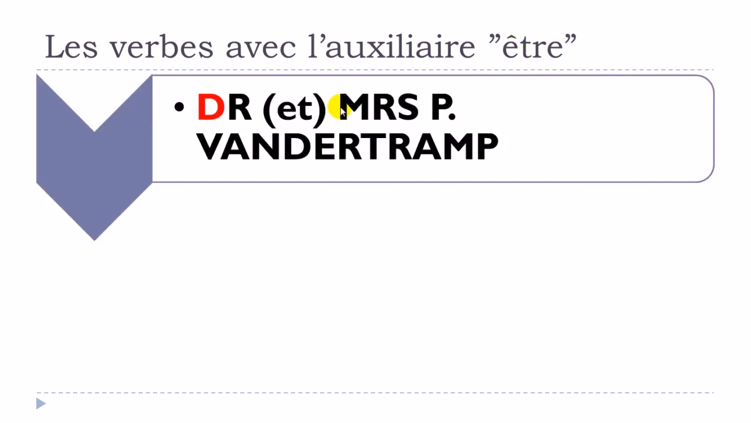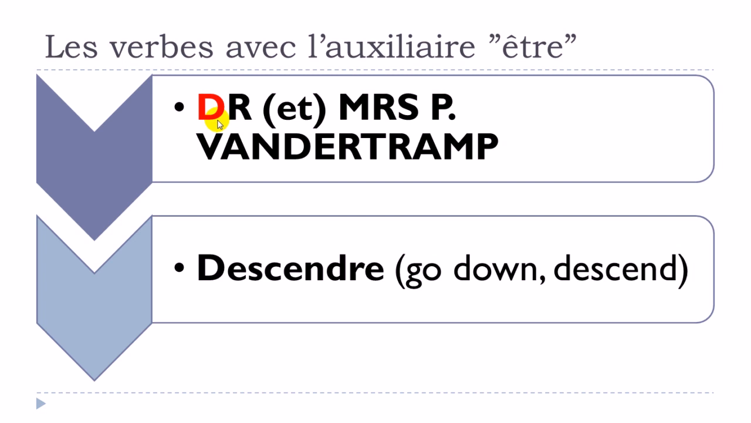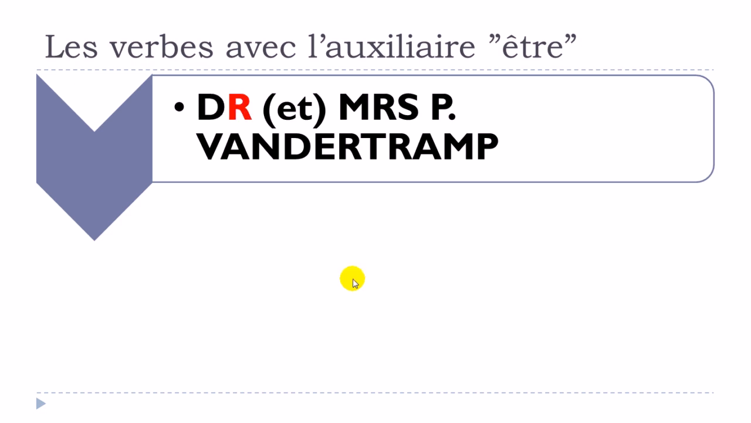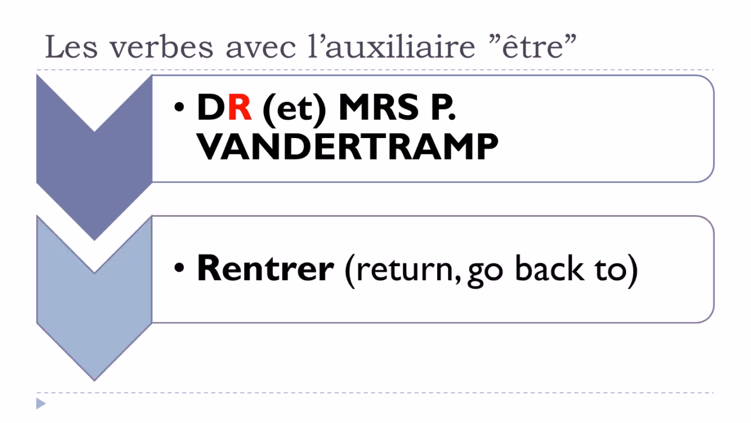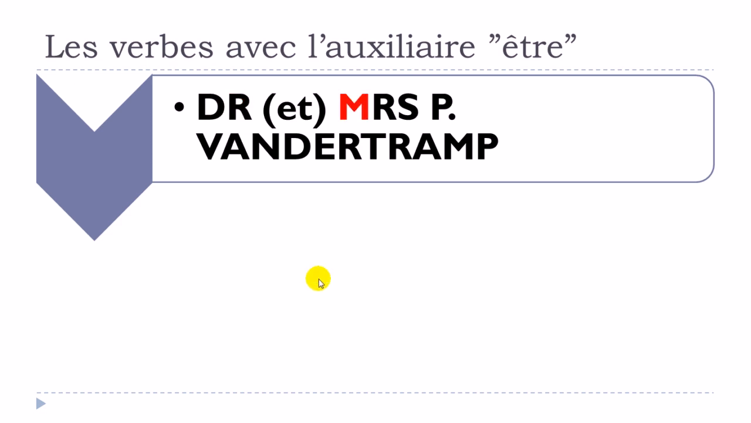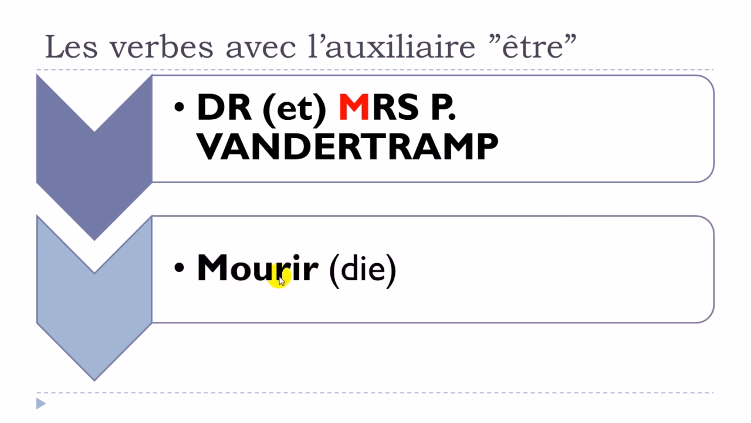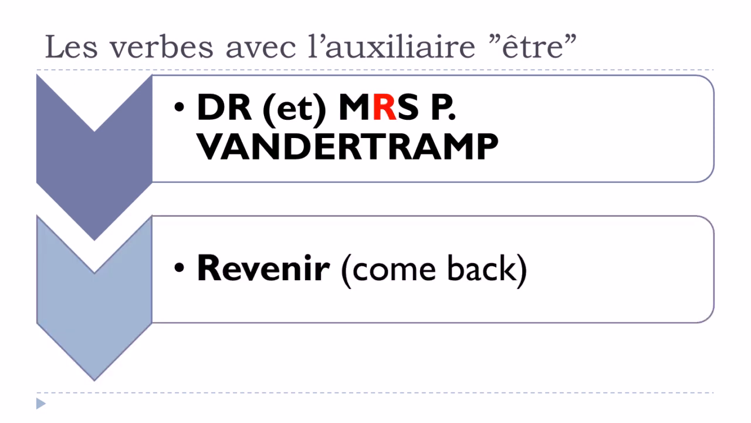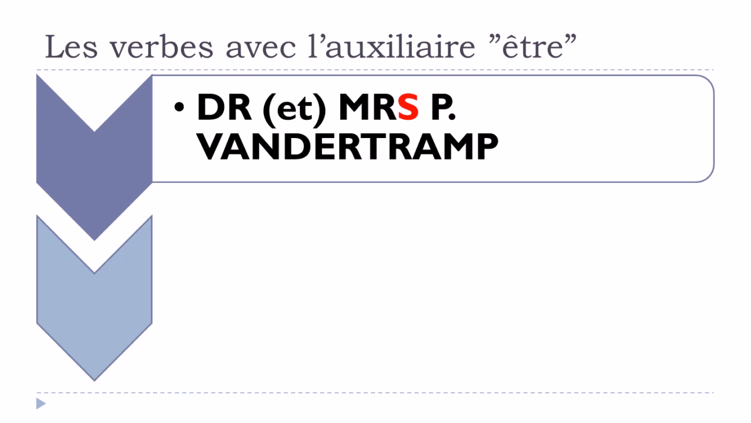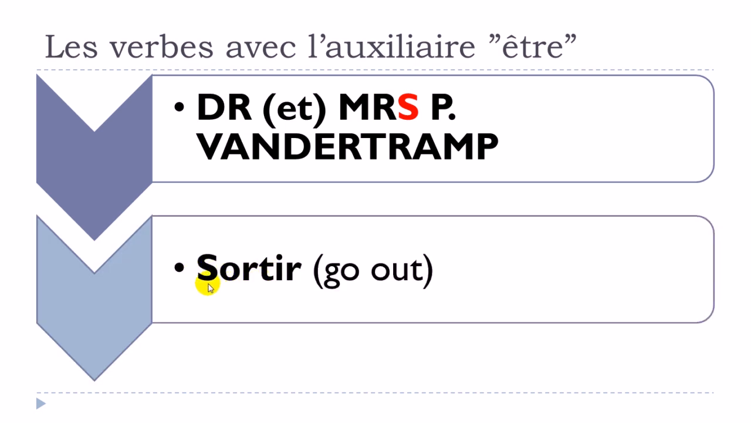If we take the whole thing here and then we take only the first letter, it's D, and D will be for the verb descendre. Okay, descendre. Then after that, R will be for rentrer. Okay, rentrer. Then M will be for mourir. Mourir. R will be for revenir. Revenir. Then we'll have S, and it will be for sortir. Sortir.